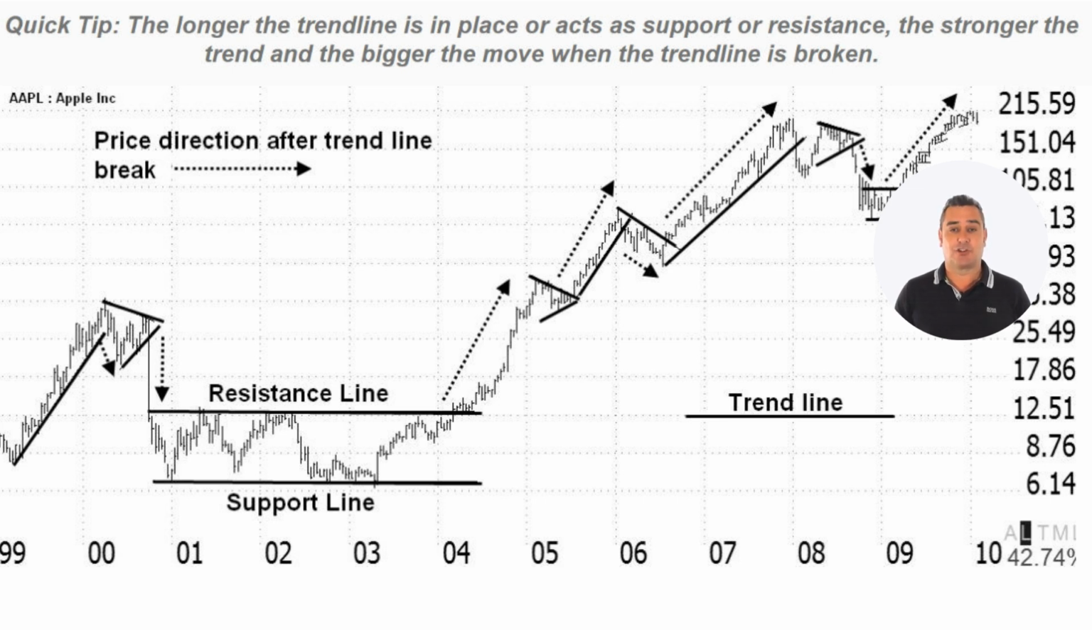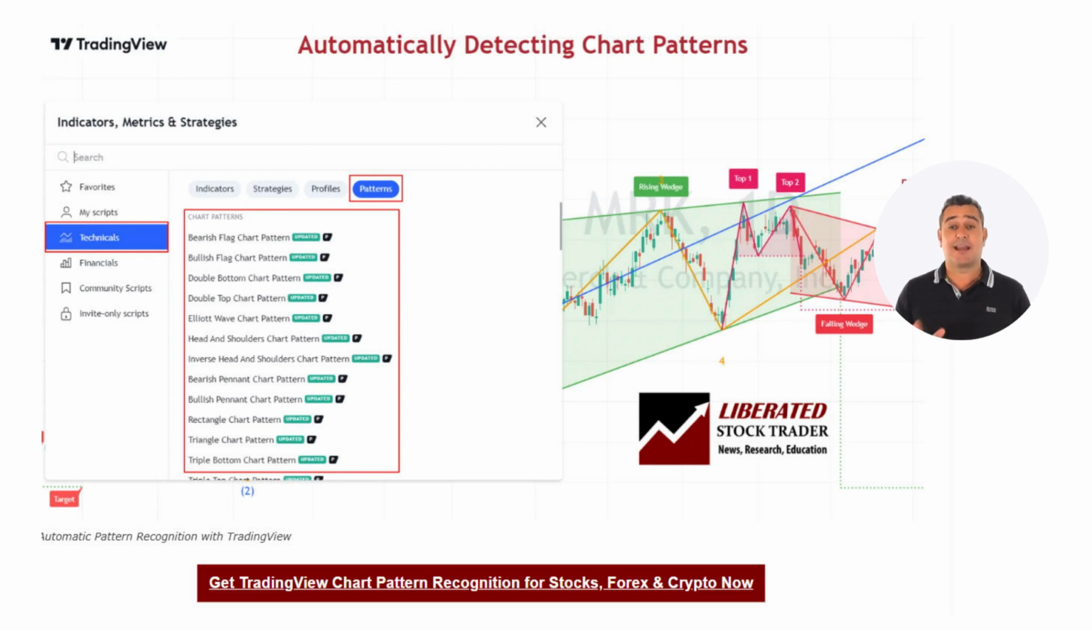Knowing the trend is critical because trading in the direction of the trend greatly improves your chances of success. For example, if you buy a stock during a strong uptrend, the probabilities are on your side that it will continue to rise. Once you've mastered trend lines, the next step is learning to recognize patterns.